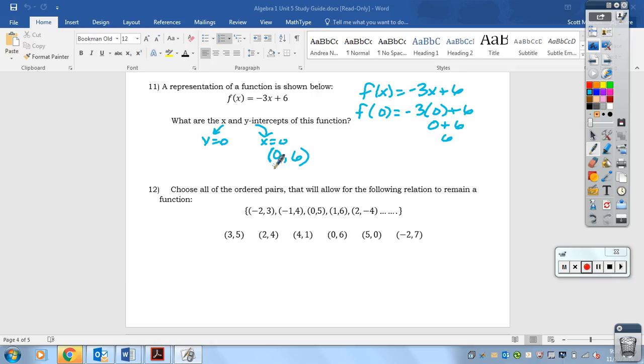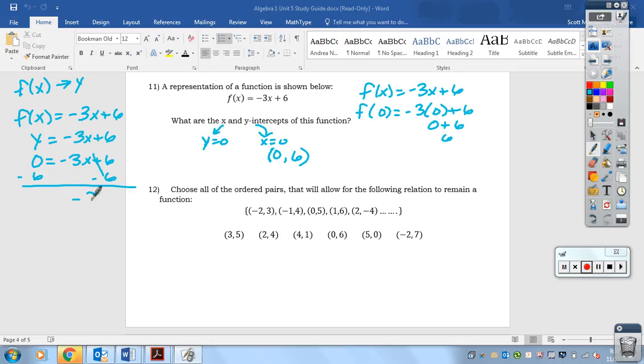But then this one says, well, the x-intercept means y is 0. I don't see y anywhere. And then you remember f of x is a fancy way of saying y. So instead of f of x equals negative 3x plus 6, this is really y equals negative 3x plus 6. If that's the case, that means it's 0 equals negative 3x plus 6, because to find the x-intercept, y is 0. Now I solve for x. Minus 6, minus 6. Negative 3x equals negative 6, divided by negative 3, divided by negative 3, x equals positive 2, or really 2 comma 0. Write it as a coordinate.